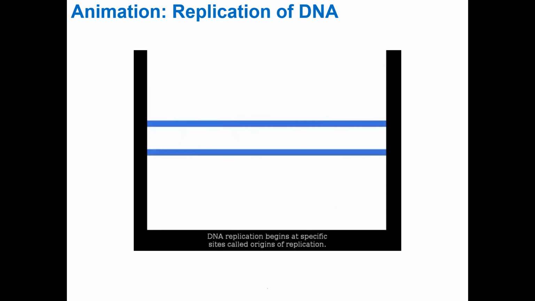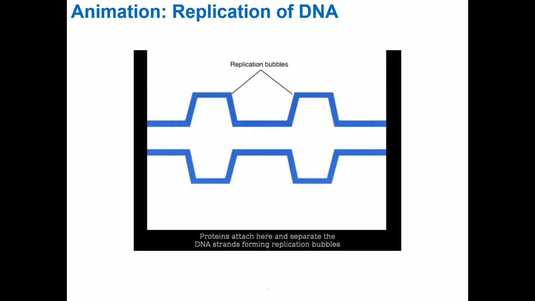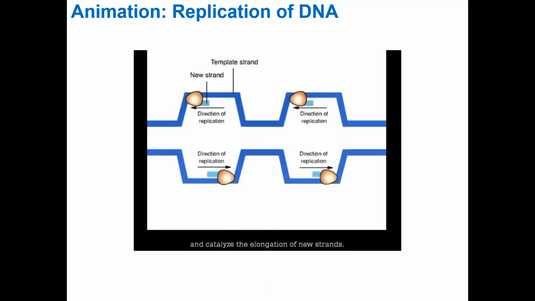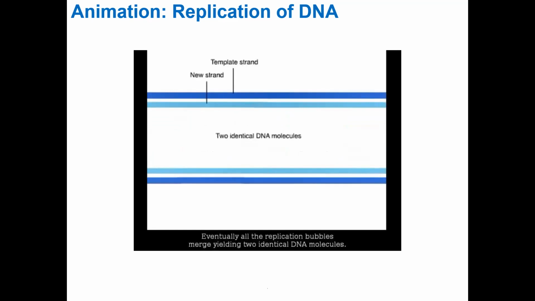DNA replication begins at specific sites called origins of replication. Proteins attach here and separate the DNA strands, forming replication bubbles which grow in both directions. Enzymes called DNA polymerases move along the template DNA strands and catalyze the elongation of new strands. Eventually, all the replication bubbles merge, yielding two identical DNA molecules.